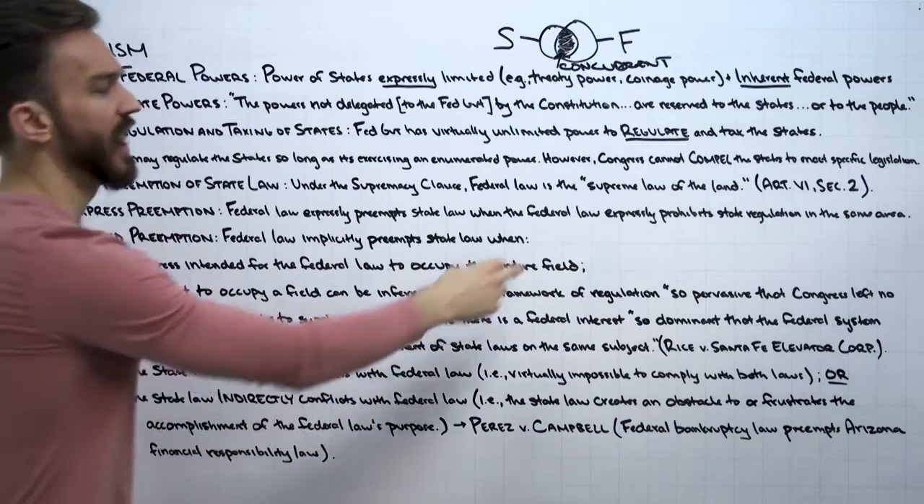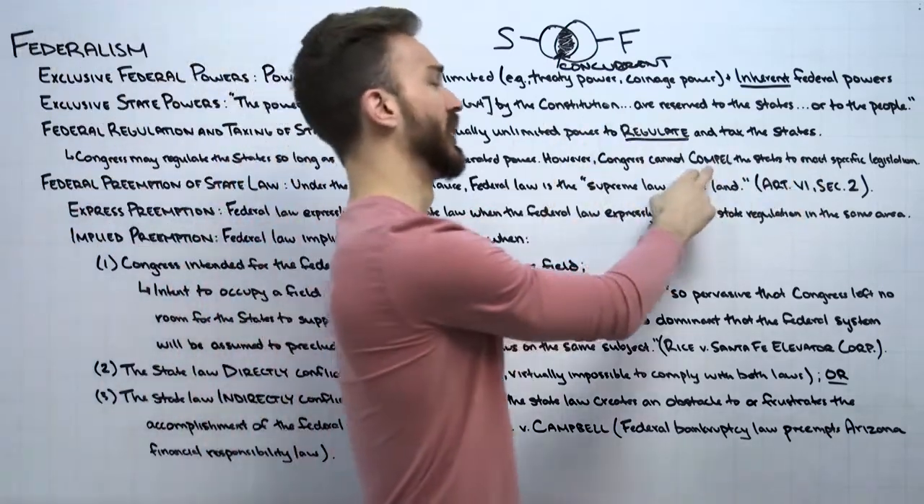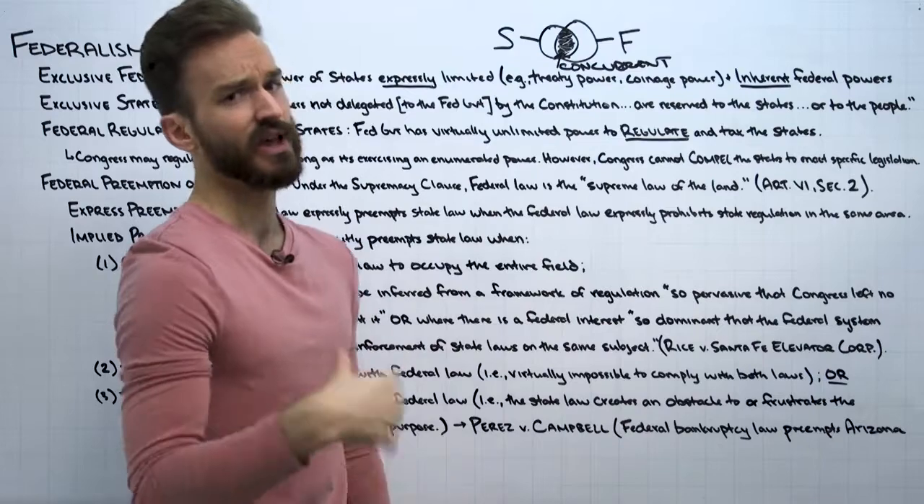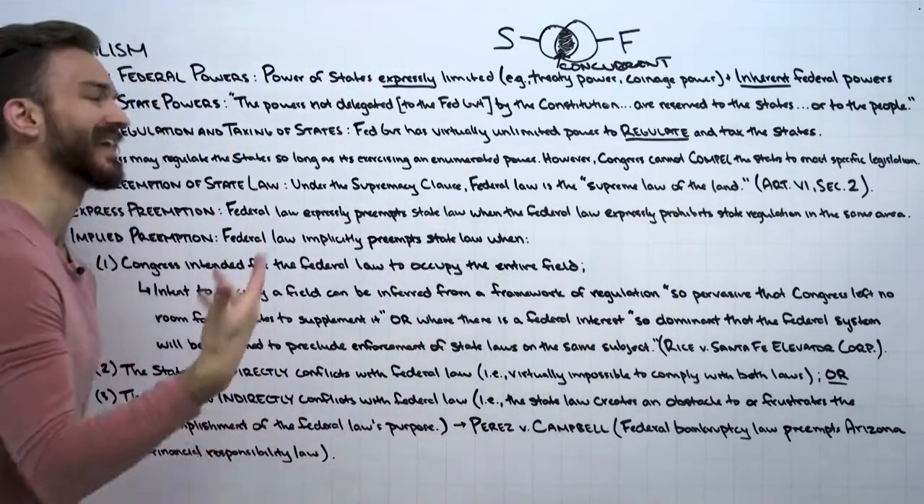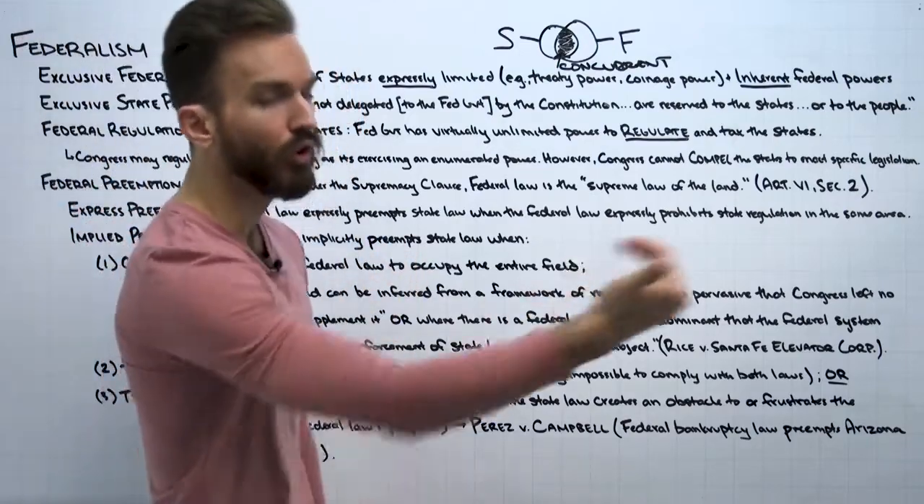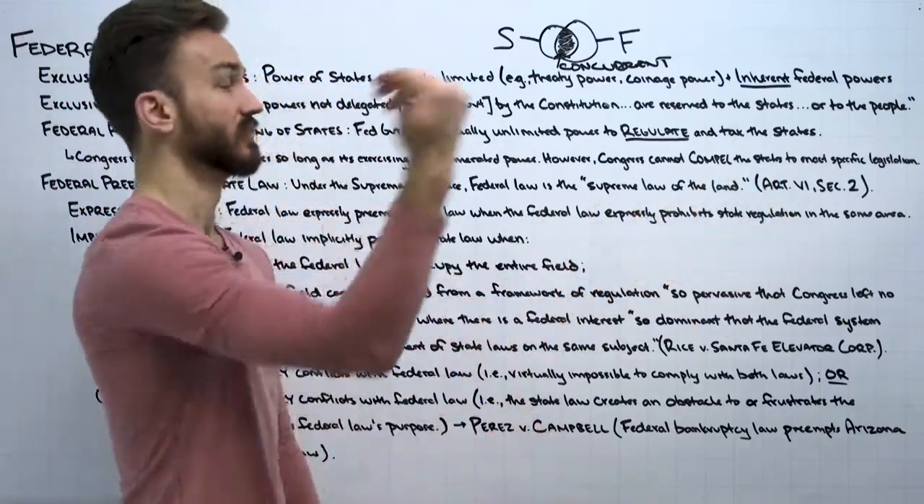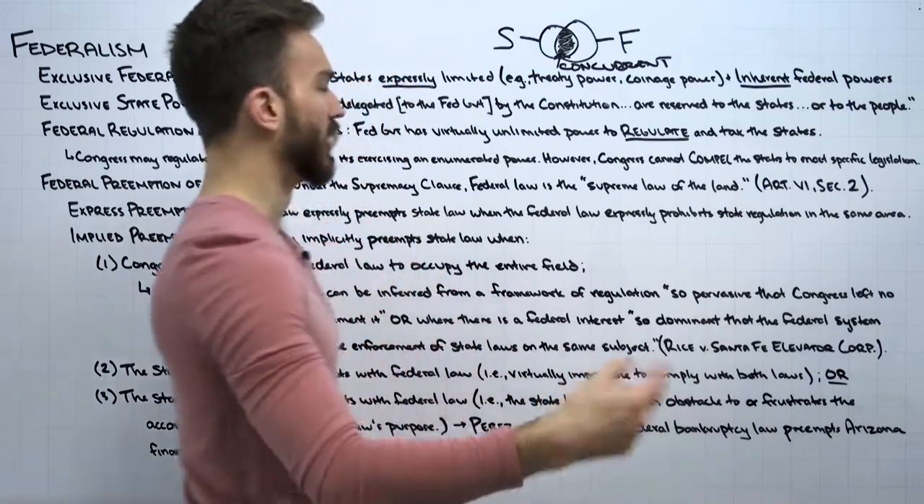The other thing, though, that we have to look out for is compulsion, right? You can't compel the states to enact specific legislation, but you can use things like the taxing and spending powers to encourage the states to take or enact specific legislation.